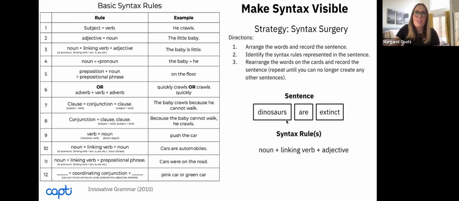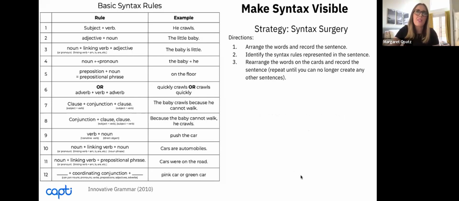So here, after students construct dinosaurs are extinct, they would be able to recognize that syntax rule of there's a noun plus a linking verb and then an adjective. And that creates a complete thought. So that is a sentence. When they handwrite it or type it, they could include a capital letter and then a period at the end. But that's a way to really think about syntax surgery and being able to help students really make that syntax visible to them, because they can understand how to make the sentence and then how to justify their response based off of English syntax rules.